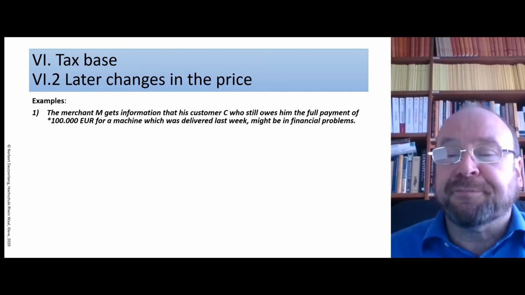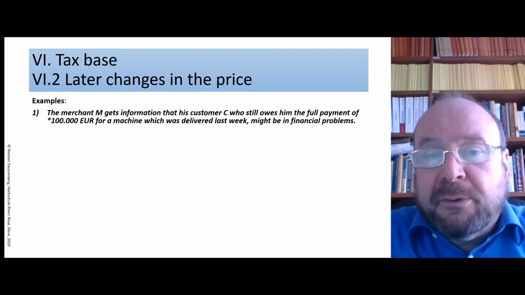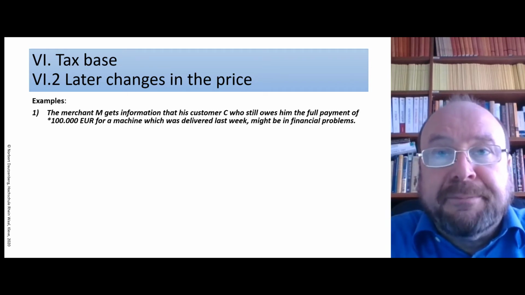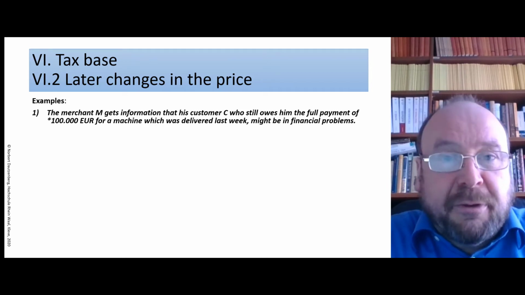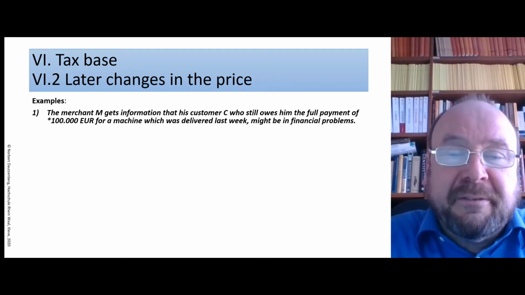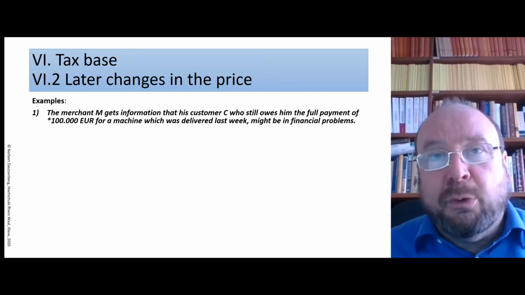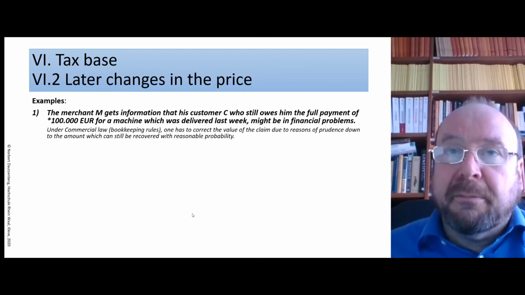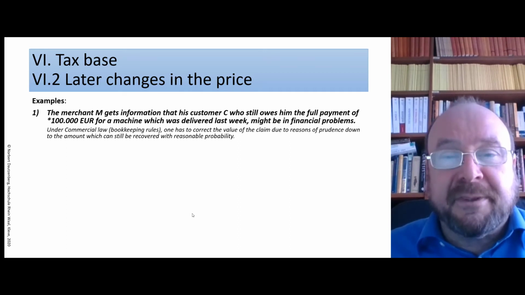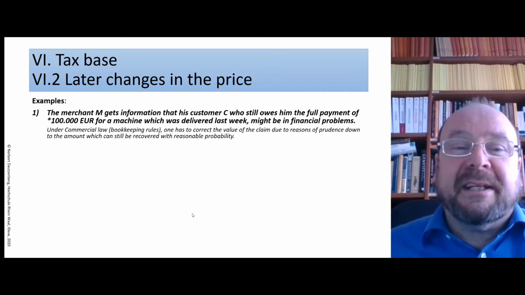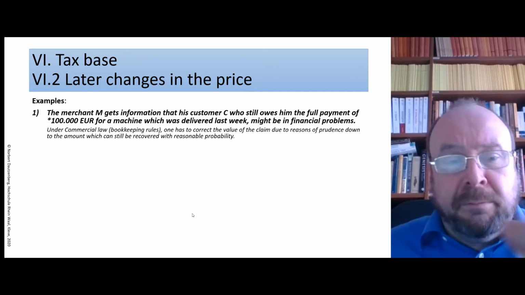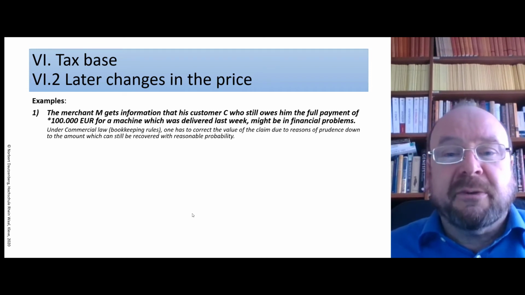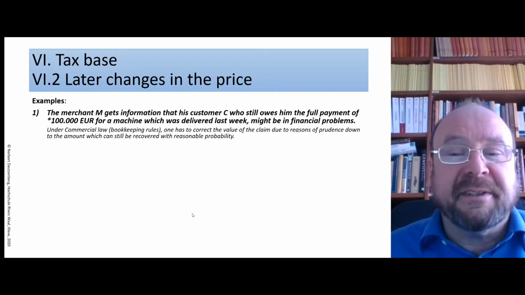So, examples. Imagine you are a merchant. You sold to a customer something, and you sold it on credit. So the customer still owes you the full payment of 100,000 euro for a machine which was delivered last week. Now you get the information, oh my God, this customer has financial problems. So you begin to pray, oh my God, is it possible? If it is possible, make it possible that this customer still can pay me. But under commercial law, under the rules for bookkeeping and accounting, you will probably correct the value of your claims in the books already downwards.